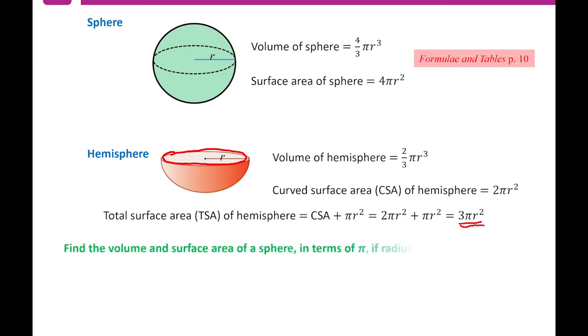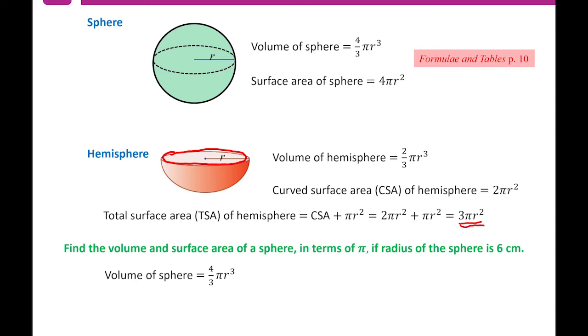Let's look at an example question. Find the volume and surface area of a sphere in terms of pi if the radius is 6 centimeters. Step 1, write down your formula for the volume of a sphere. Our volume of our sphere is 4 over 3 pi r cubed.